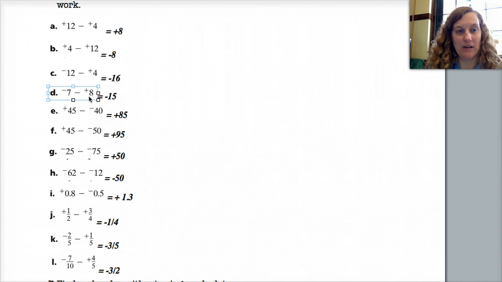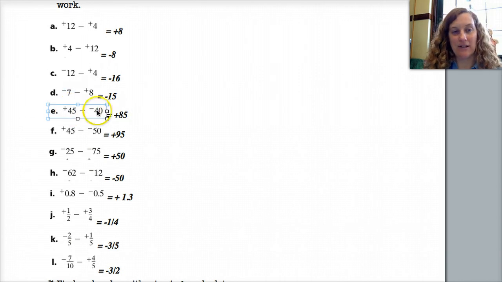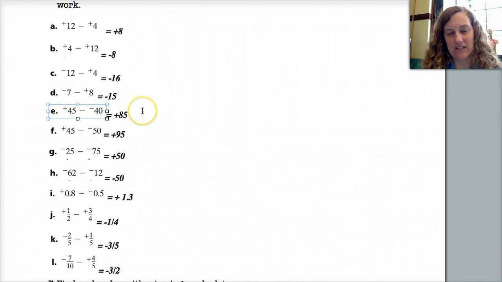And then with opposite signs, you just add and take the sign of the first number. What did I do here? Take the sign of the first number, -15. And where's a positive and a negative here? You add and you take the sign of the first number, which is positive. So those are just examples, okay?